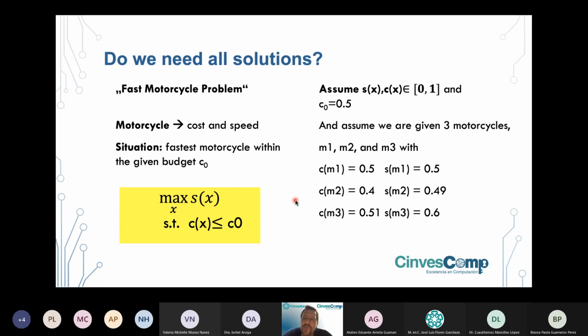And now we assume that we are given 3 motorcycles. Only 3, right? And you want to buy one. So motorcycle M1, M2, and M3. Now, these 3 motorcycles have the following characteristics.